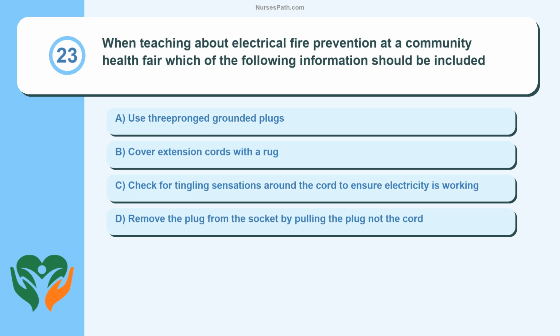Question 23. When teaching about electrical fire prevention at a community health fair, which of the following information should be included? Use 3-pronged grounded plugs. Cover extension cords with a rug. Check for tingling sensations around the cord to ensure electricity is working. Remove the plug from the socket by pulling the plug, not the cord.